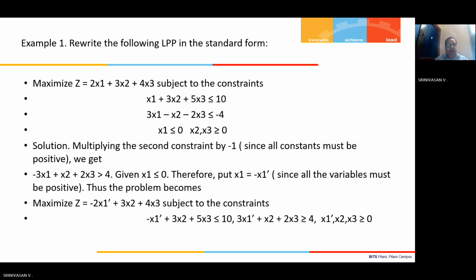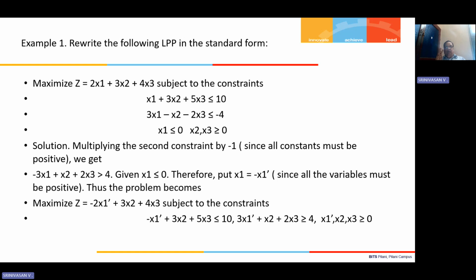Now, it is not entirely over as of now. Having seen the right hand side constant being negative, multiplied by minus 1 throughout, we are getting minus 3x1 plus x2 plus 2x3 greater than or equal to 4. So one condition is okay. But again, go for the decision variables condition.